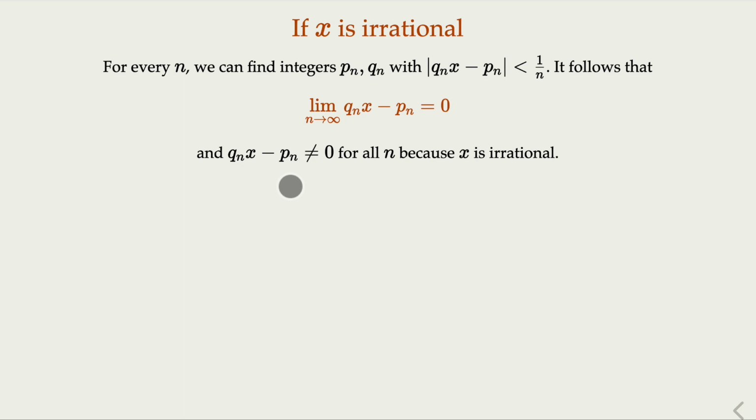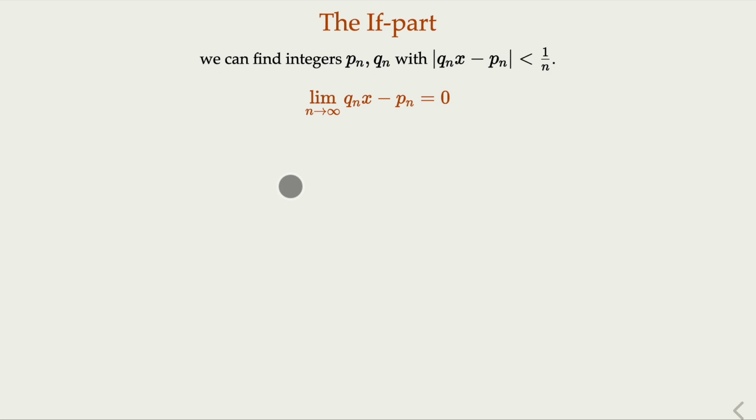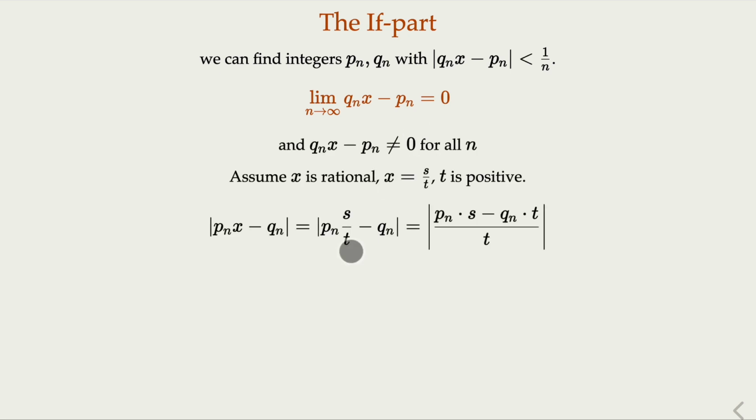Now, the theorem, remember, has an if and only if. How do we prove the if part? So if we can find integer sequences Pn and Qn with this condition, how do we claim x is irrational? We're going to prove by contradiction. Assume x is rational, that is s over t for some positive integer t, and then you do some simple algebra, plug in here, and this quantity is a ratio of 2 integers. Notice that we claim this is not 0 for every n.